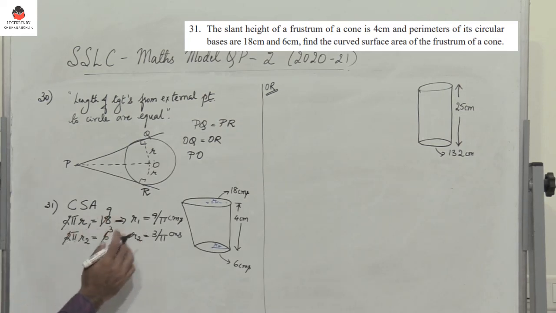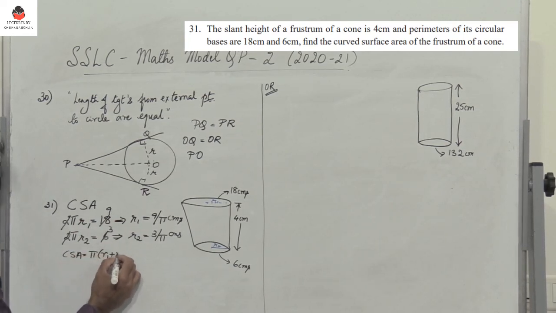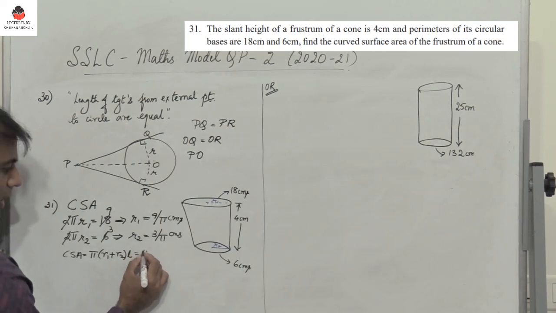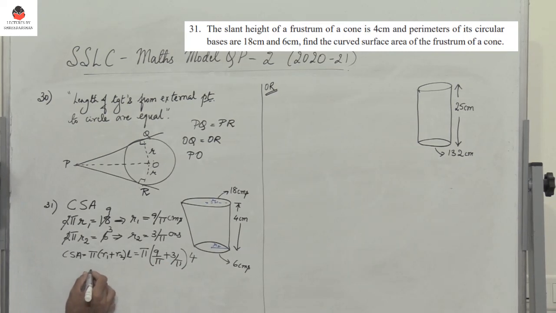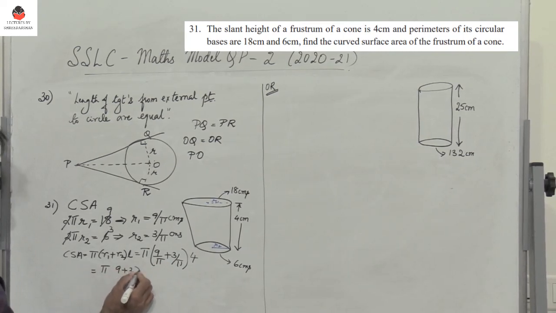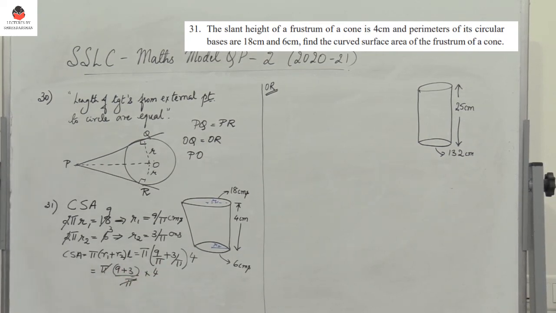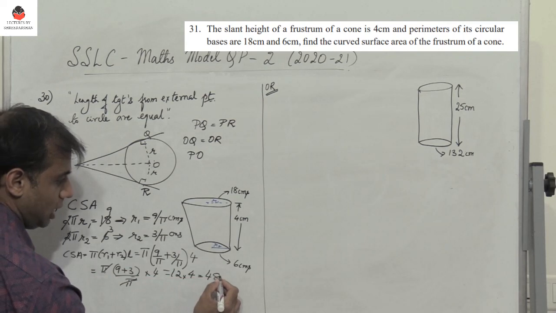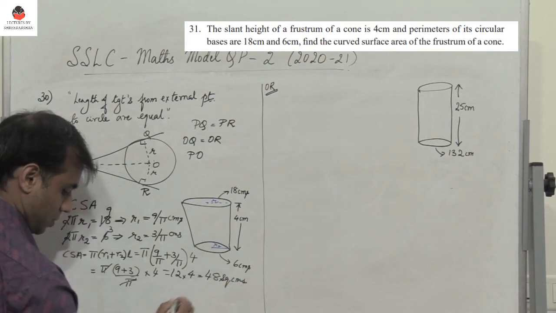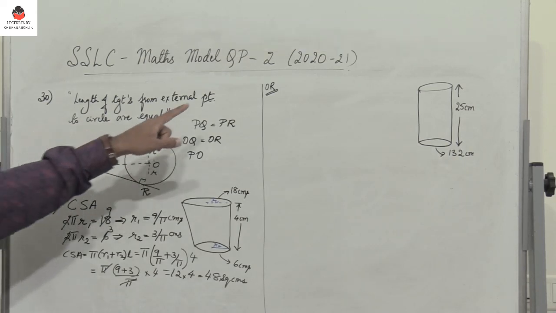Now the curved surface area is given by the expression pi (R1 plus R2) into L. So I have pi into, what is R1? 9 by pi. What is R2? 3 by pi. And what is L? L is 4. So I can take the common pi: pi into (9 plus 3) by pi into 4. So 9 plus 3 is 12, into 4, which gives us 48 square centimeters. So this is problem 31, or we need to solve another problem.